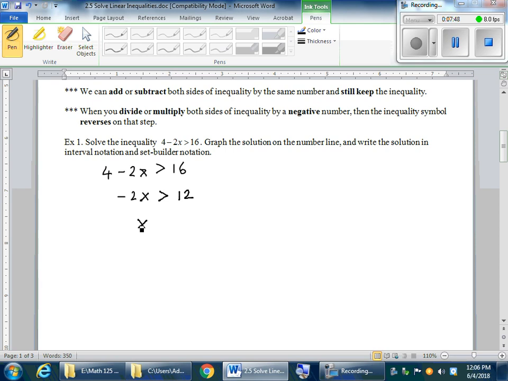So x, when you divide or multiply by a negative number, that's where the inequality symbol switches around. So therefore, I switch my inequality at this point. So x is less than negative 6.